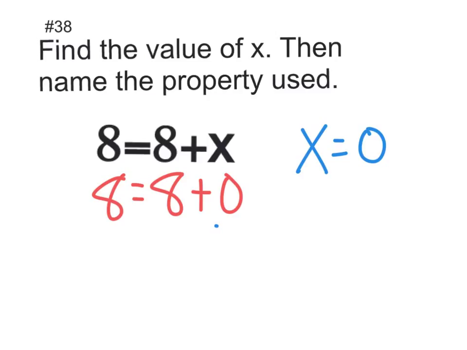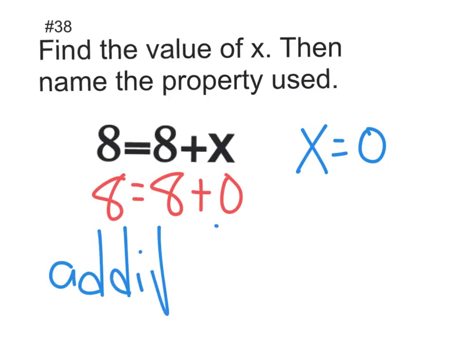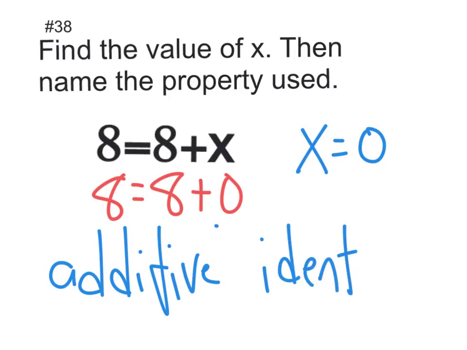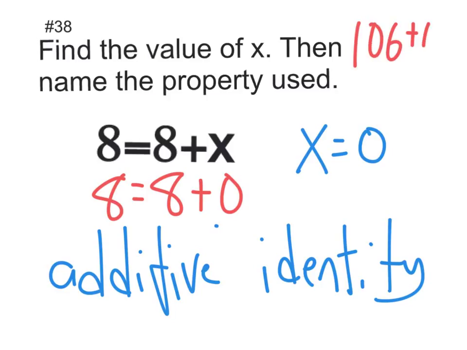Does that make sense? And then it says, name the property used. You're going to turn to page 16 and 17. And when you do, you're going to see a number of properties, words, and symbols. And I know that when we're looking at this one, the answer is the additive identity. And the reason I know that is because when you have a number plus 0 giving you that original same number, that's the definition. So for example, 2 plus 0 is going to give you 2, or 106 plus 0 gives you 106. That is the additive identity.